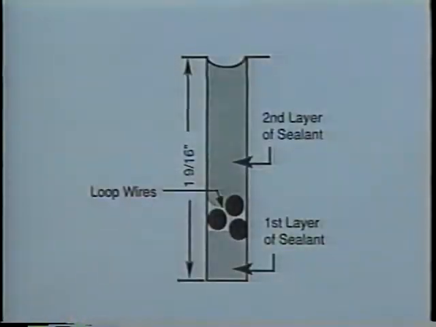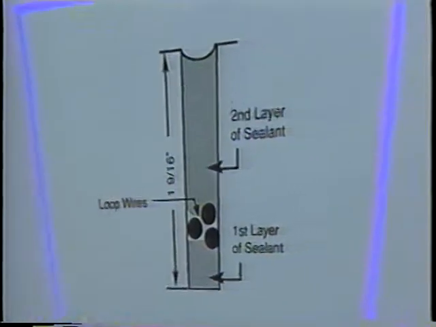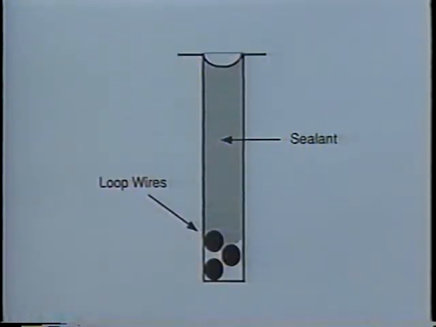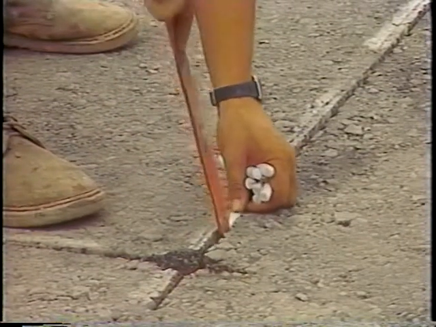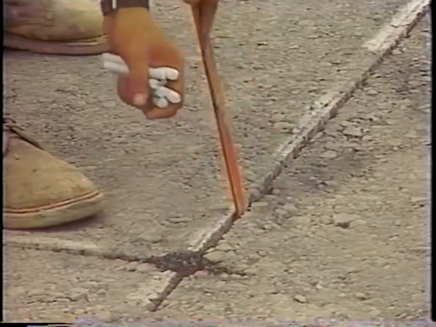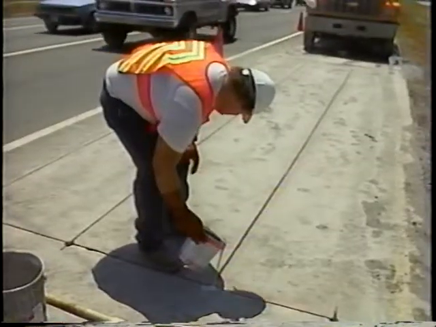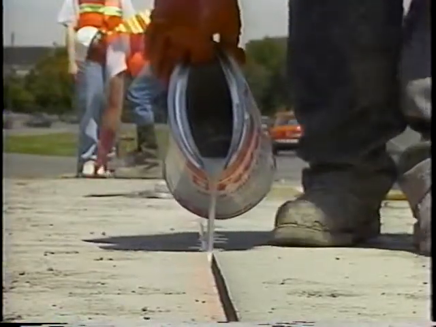The first method specifies a layer of sealant in the bottom of the saw cut before the loop wires are inserted in the slot. Then a second layer of sealant is applied over the wires to fix them in the middle of the slot. The next method calls for simply applying sealant over the wires which lay at the bottom of the slot. The last and following method reduces stress on the sealant by requiring less sealant in the slot. First, a backer rod, usually a polyethylene rope, is forced into the slot over the wires. Then the remainder of the slot is filled with a shallow layer of sealant.